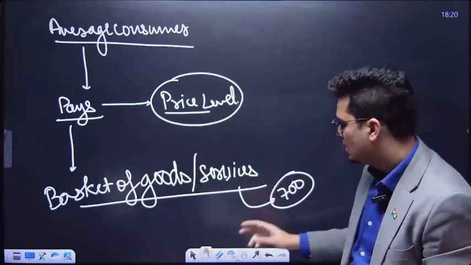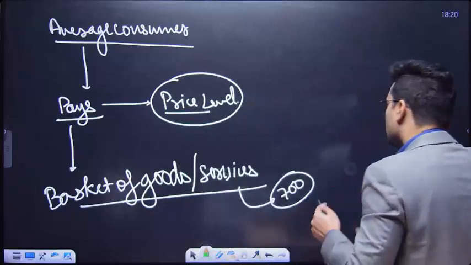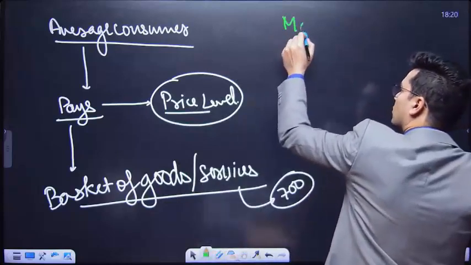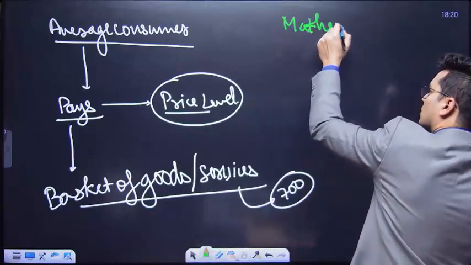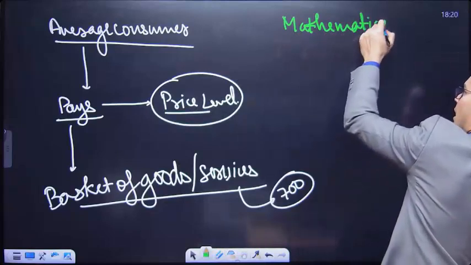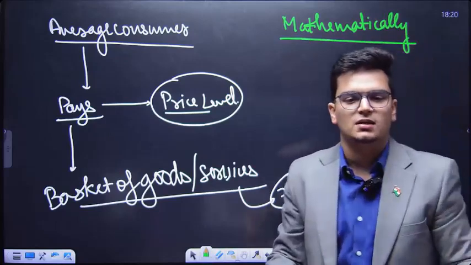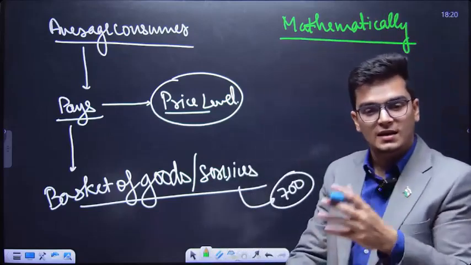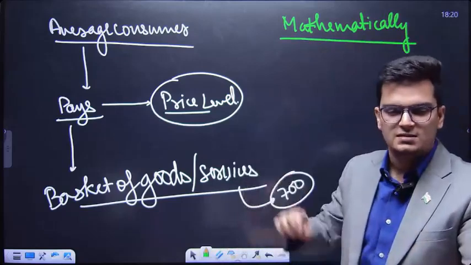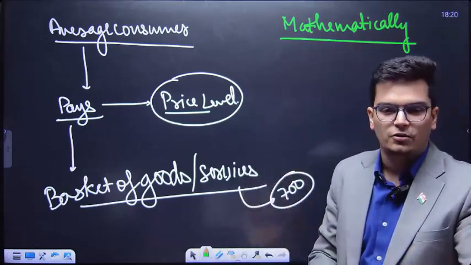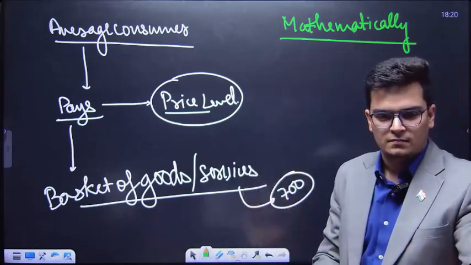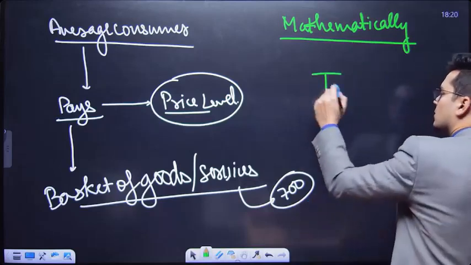Now, when I am trying to measure anything mathematically, what is that process called? अगर मैं मैथमेटिकली किसी चीज को मेजर करता हूं, क्वांटिफाई करके मेजर करता हूं, उस प्रोसेस को क्या कहते हैं? ये डिस्कस कर चुके हैं हम. क्या कहते हैं उस प्रोसेस को? आप ही बताओगे। Indexation. Very good.